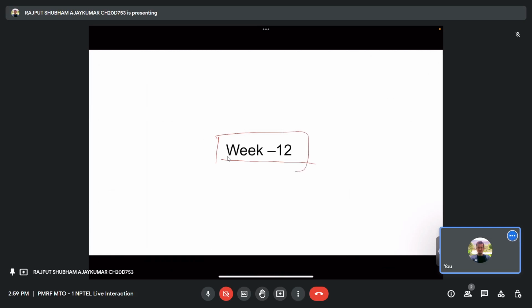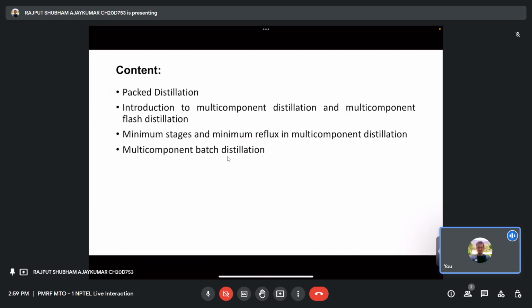So this 12th week talks about four different concepts. The first one is packed distillation columns. The second is the introduction to multi-component distillation and multi-component distillation columns.